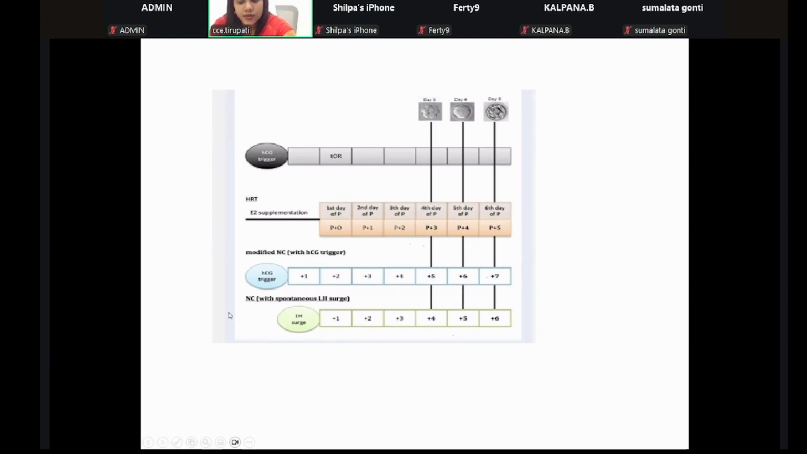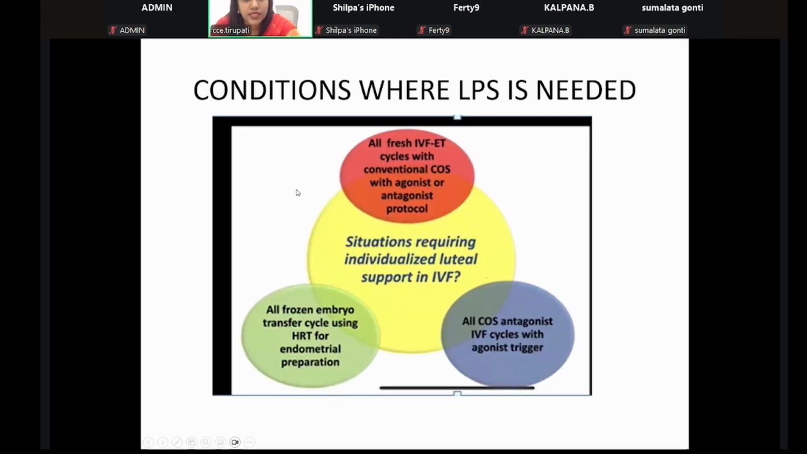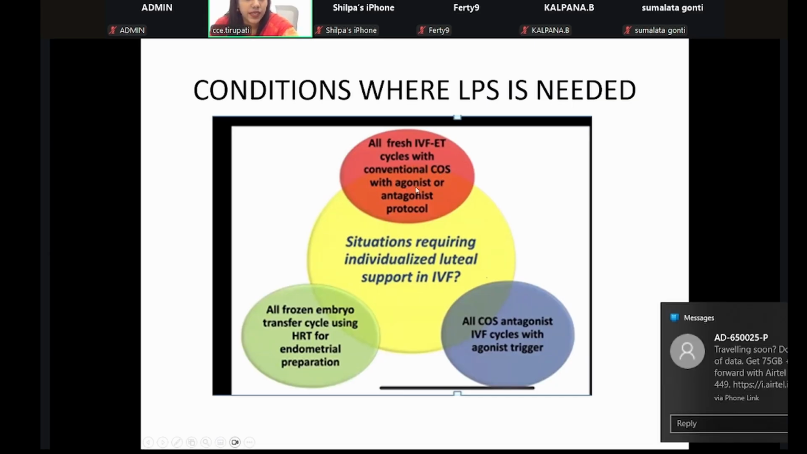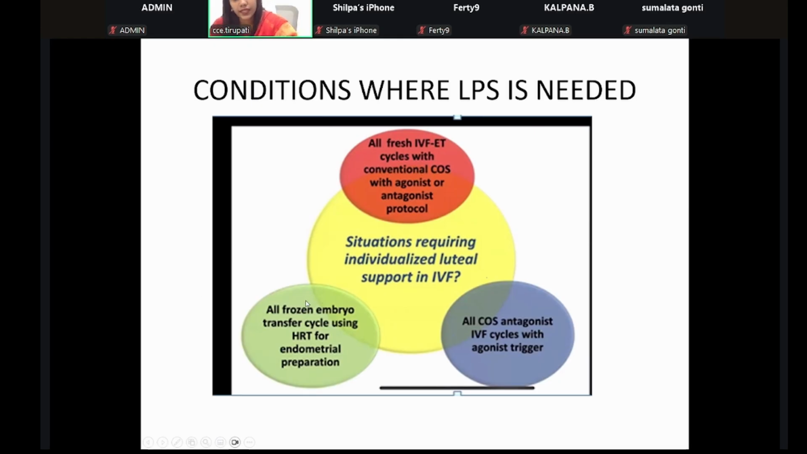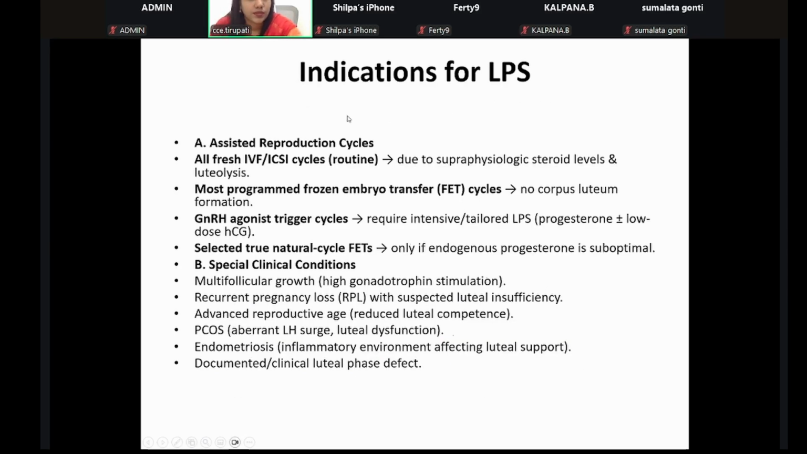We have a separate class on all the protocols about FET, but to have an understanding of luteal phase support, I'm just telling that. So what are the conditions where we have to supplement the luteal phase? All fresh IVF cycles with conventional ovarian stimulation with agonist or antagonist protocols, and all frozen transfer cycles, we need to supplement with LPS. Especially with agonist trigger, we need to give intensive luteal phase support. So these are the indications for luteal phase support in ART cycles.